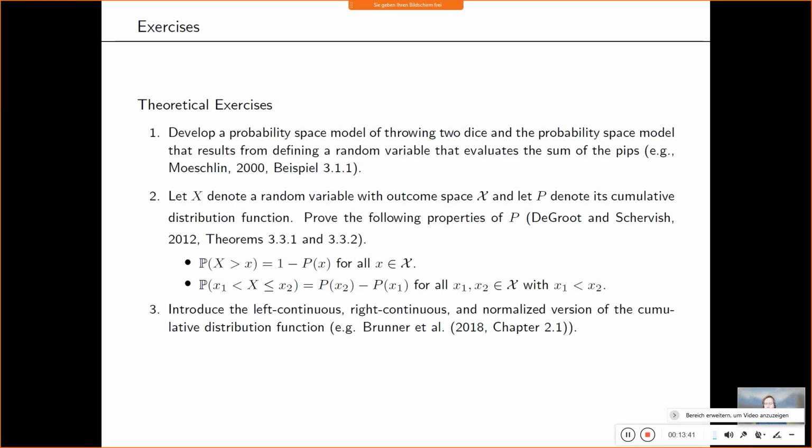The first one is essentially a little bit more facts about cumulative distribution functions.